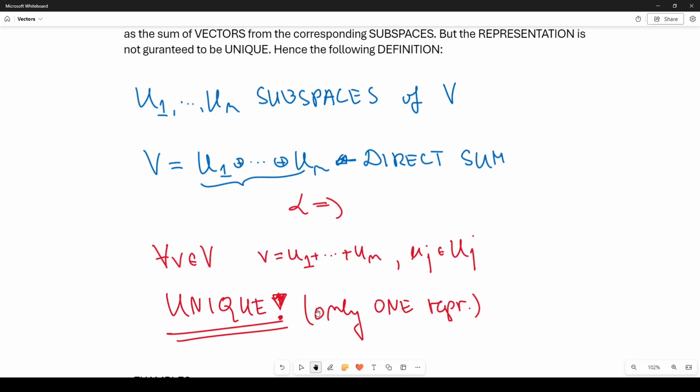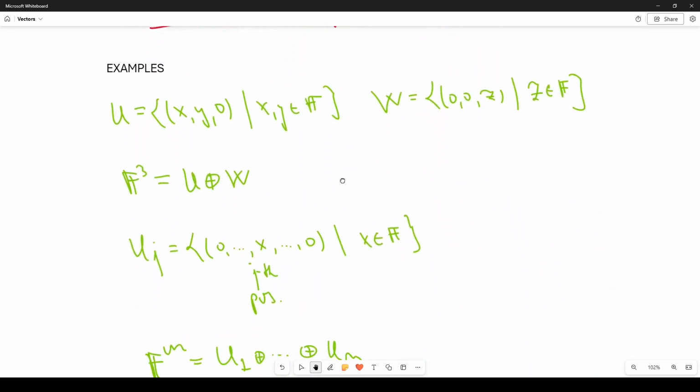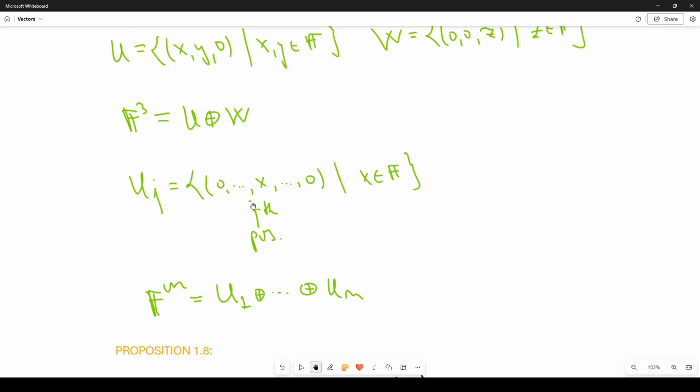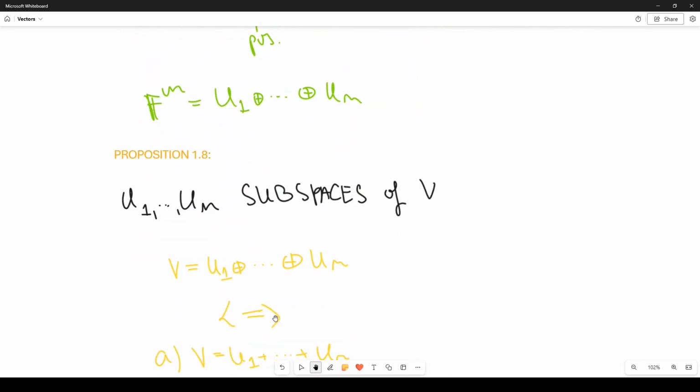Unique representation. So some examples, if we have this subspace and this subspace, well, they form a direct sum of all the ordered triplets of F. And if we define our U_j to be this, where all the other coordinates besides the jth coordinate are 0, and then we add up all those subspaces, again, we get the ordered n-tuples of F, and the representation is unique, so it's a direct sum.